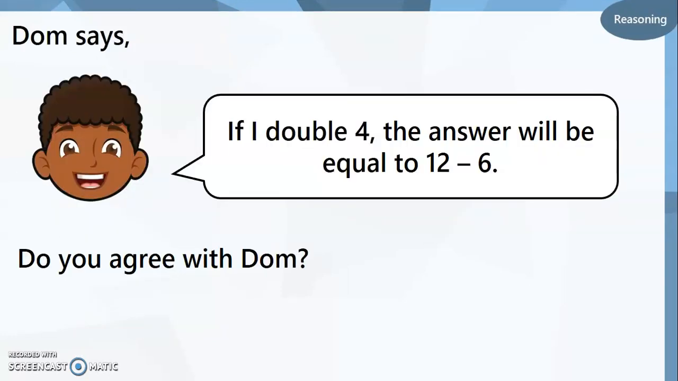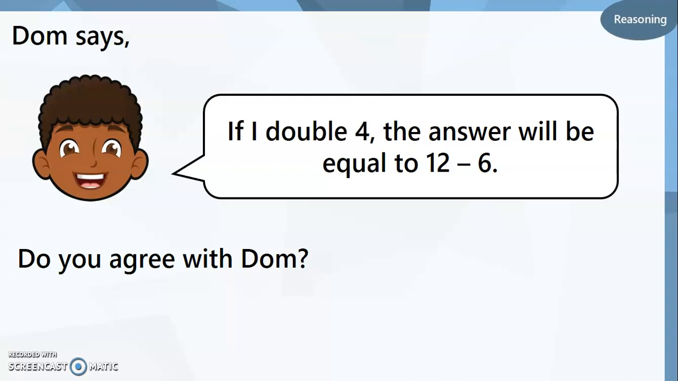Let's have a look at this reasoning question. If I double 4, the answer will be equal to 12 take away 6. Do we agree? So let's take apart this problem and look at the first bit. What will I get if I double 4?